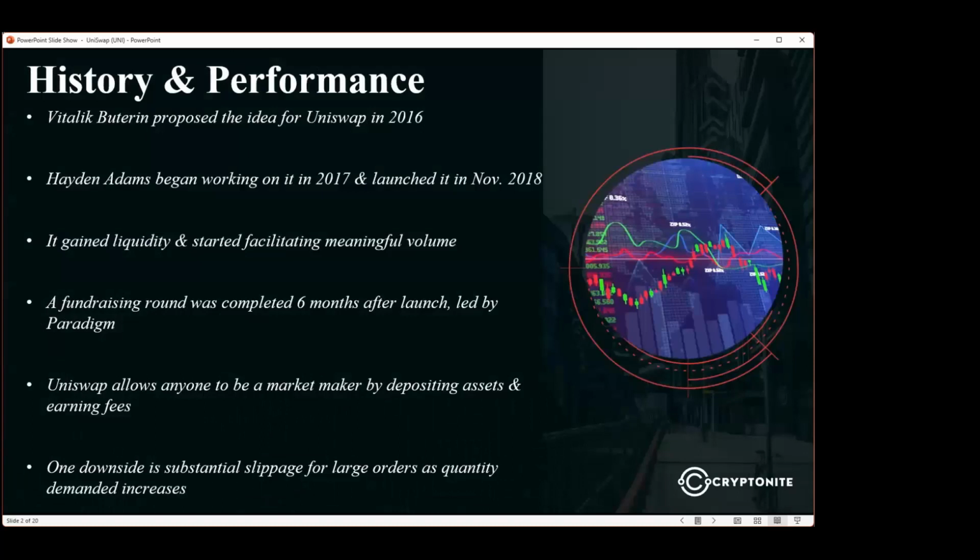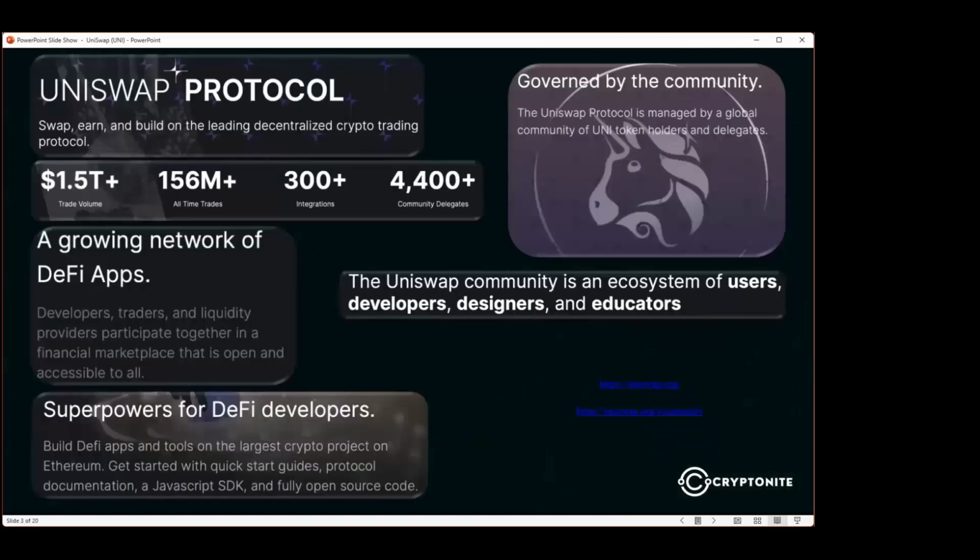Thank you, Boris. What about the history and performance of Uniswap? So Vitalik Buterin proposed the idea of Uniswap back in 2016. He's one of the creators and currently the main figure of Ethereum. So they began working on it in 2017, and then it was launched in November 2018. And it took about 6 months after their first fundraising round to launch, and as we can see, they have a huge volume. Today they are doing a trade volume of 1.5 trillion plus.